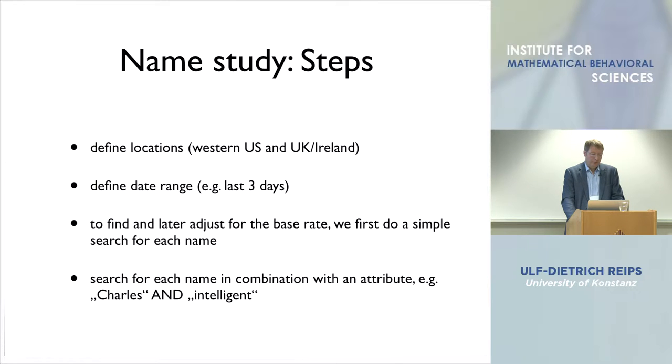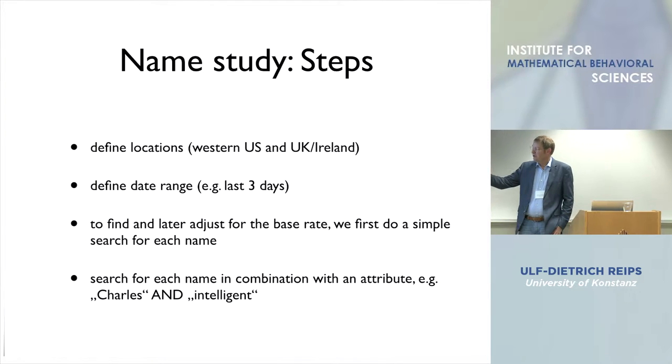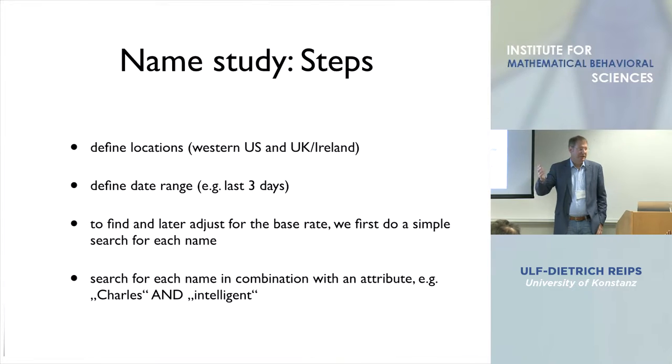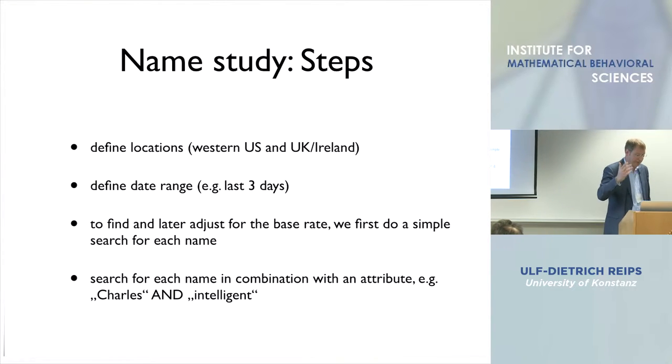First we just did a search for each name to later adjust for the base rate of the frequency of the names. And then we did searches using our tool for each name in combination with each of the attributes, for example, Charles and intelligent.